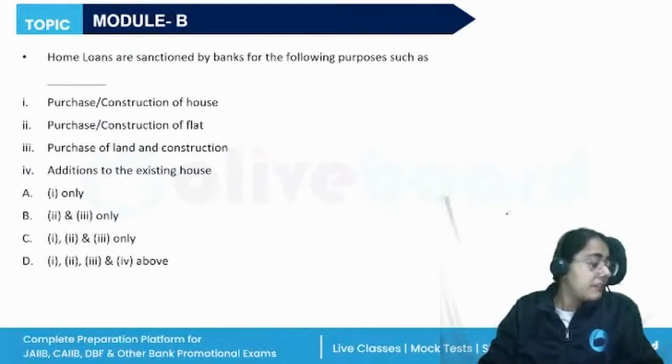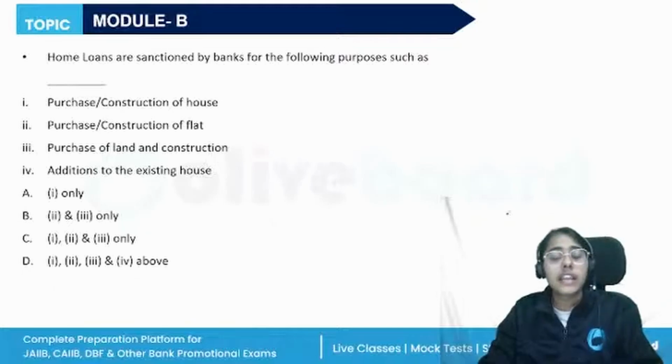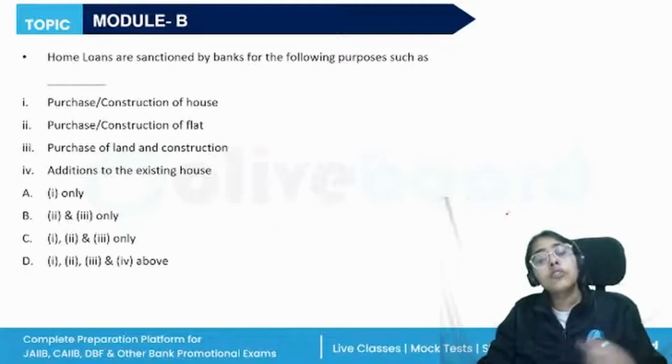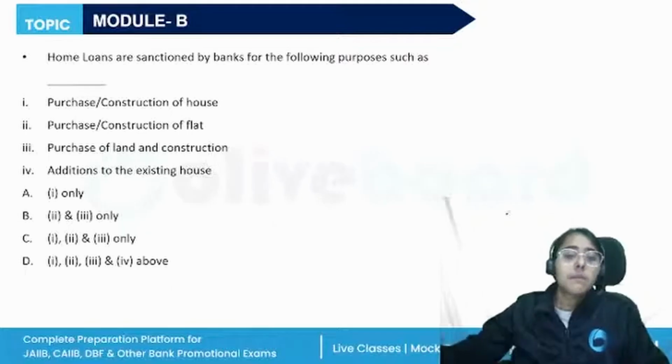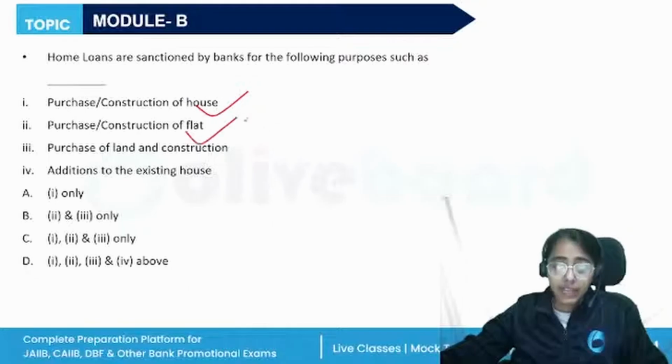Then we have questions from the retail asset side products, in which we have the home loans, home decor loans, auto loans, education loans, personal loans. So the home loans are sanctioned by the banks for the following purposes: purchase or construction of house, yes. Purchase or construction of a flat, correct.